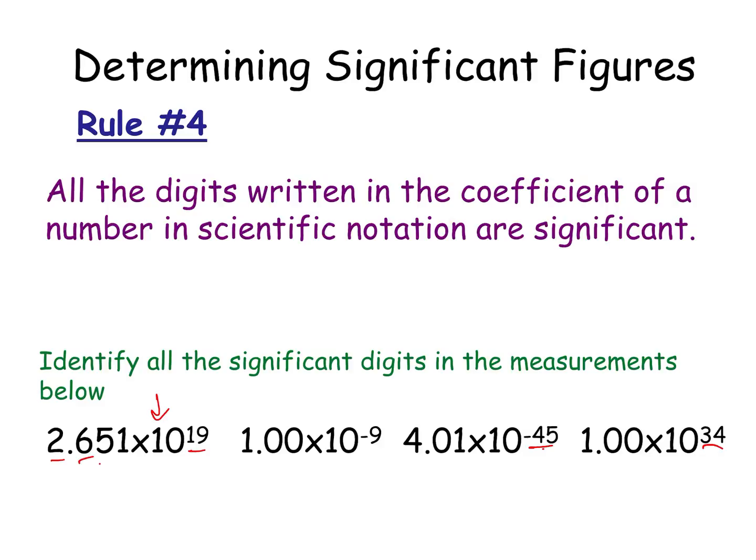I already know my sig figs. 1, 2, 3, 4. How do I know that? Well, you know that a number has to be 1 or larger, and it's going to contain a decimal place, most likely. So you're going to have all your digits be significant. So those 3 sig figs, those 3 sig figs, and those 3 sig figs.